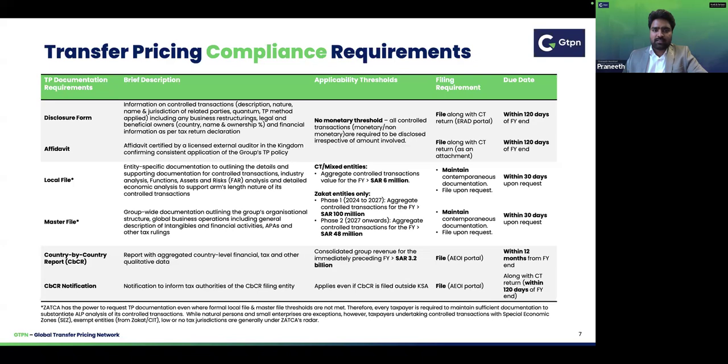Both the CBCR filing as well as notification filing is there. Unlike the disclosure form, which is filed on the ERAD portal, the CBCR is filed on the AUOA portal of ZATCA. It has to be filed within 12 months from the end of the relevant fiscal year, whereas notification has the same due date as the CT return. So this is an overall snapshot of the compliance obligations for both CT and Zakat taxpayers in the Kingdom. Over to you, Anand. No, thanks, Praneeth.